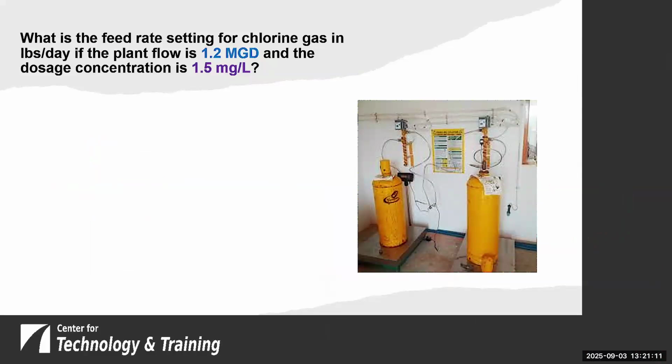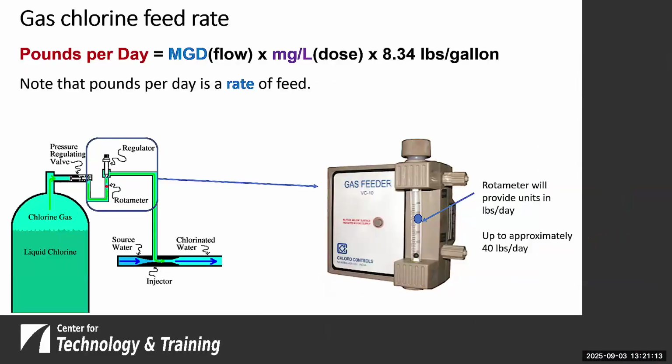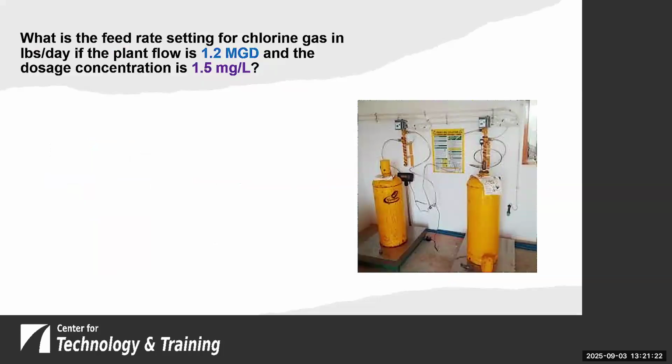So using that formula where we have pounds per day equals flow, in millions of gallons per day, times our dose in milligrams per liter times the weight of water. What is the feed rate setting for chlorine gas in pounds per day if the plant flow is 1.2 million gallons a day and the dosage is 1.5 parts per million?